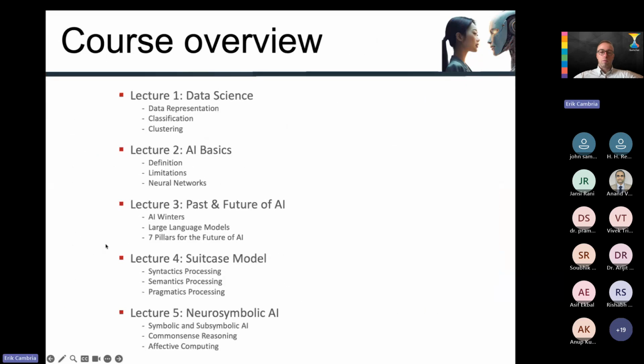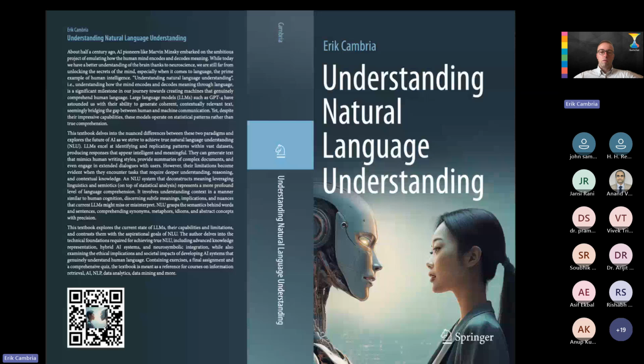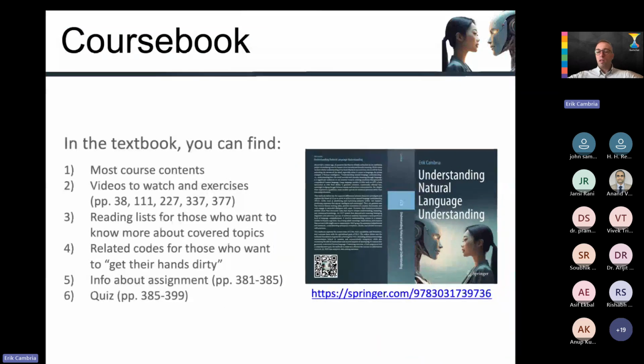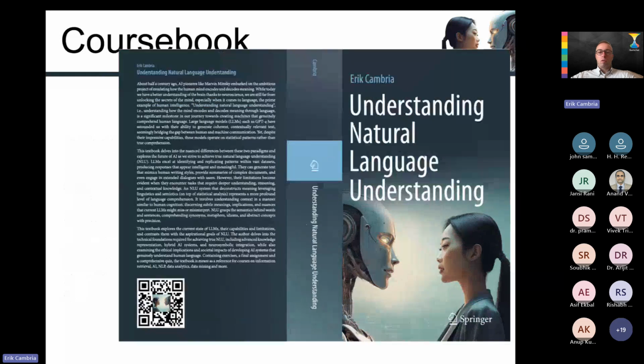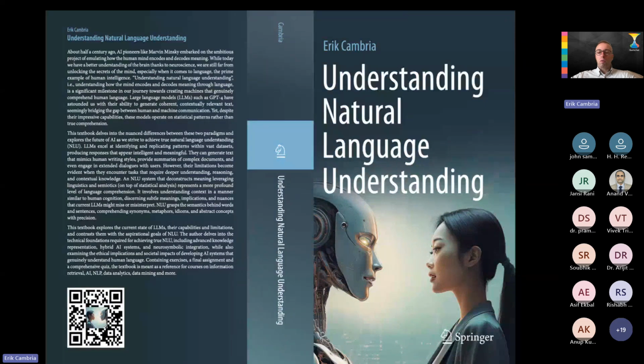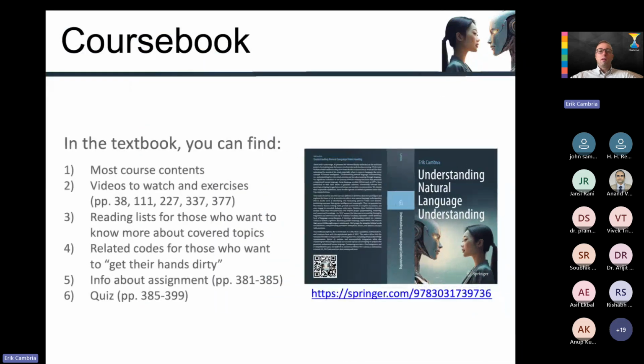So I don't know which slides you didn't see, but supposedly you have these slides. This is a link to the slides. Sentic.net is my website that you are also very welcome to navigate. And then 2025 GAN.pdf is where you have this set of slides. And what I was mentioning earlier was this book. So here you have the QR code and also the link. And here again is a list of things that you can find in this book, even some tutorials, quizzes, assignments, and so on.